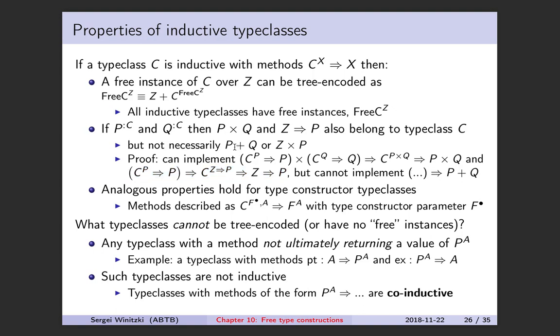But you cannot implement the disjunction, for example, because you would need to decide which part of the disjunction you have, but you can't decide that because you have a C of P plus Q, and it's not necessarily that you can decide which part of the disjunction it must be. So that function cannot be implemented without losing information, and so that won't satisfy the laws. Similarly, you cannot get ZP because you would need to create values of type Z, but you don't have them necessarily, unless Z itself is also an instance of the same type class.